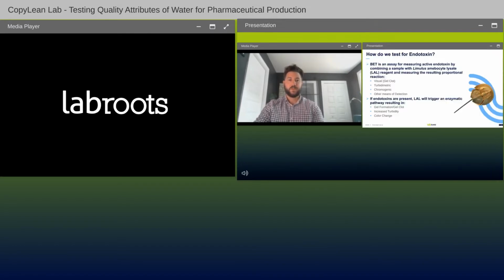So how do we test for endotoxin? Bacterial endotoxin testing, also known as BET, is an assay for measuring active endotoxin in water and products by combining a sample with limulus amoebocyte lysate, also known as LAL reagent, and measuring the resulting proportional reaction. This LAL reagent contains an aqueous extract of circulating blood cells, also known as amoebocytes, from the Atlantic horseshoe crab here in North America. So there are a few ways these LAL tests are run, which include gel clot technique, two photometric techniques called kinetic turbidimetric and kinetic chromogenic, which we will discuss in a few slides.